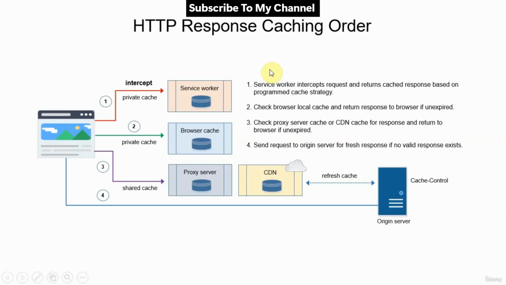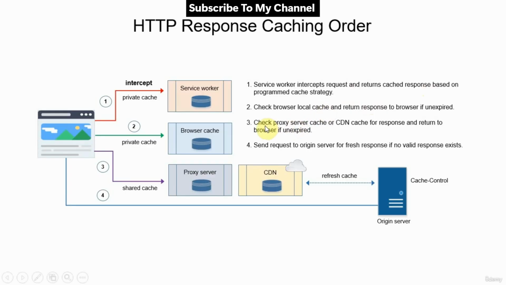If a service worker is actually implemented on your browser, it's going to intercept that request first. It'll return the cached response that you have based on the programmed cache strategy being used. Whatever's in the cache will be returned based on the service worker caching strategy. And if there's no service worker, then the local browser cache would be checked. That's just the browser standard local cache. If the data is unexpired, then it just returns it and the browser will use that. Just standard caching.